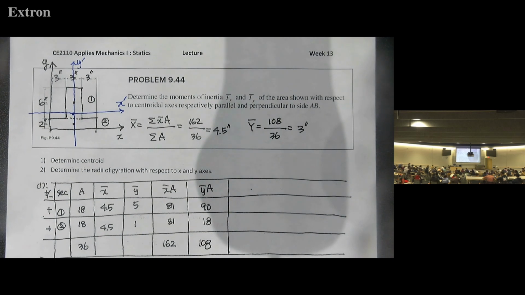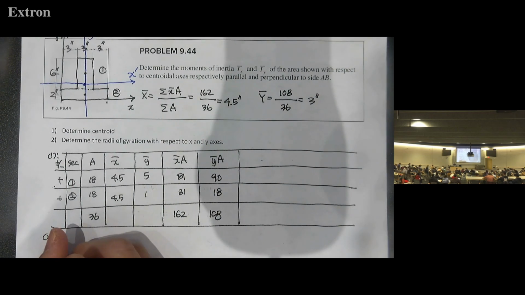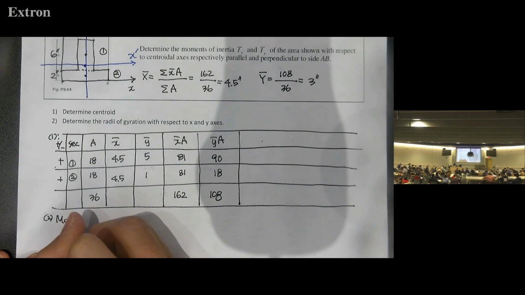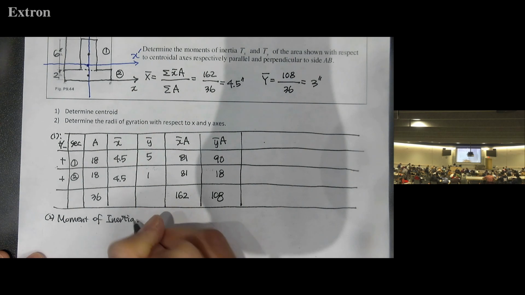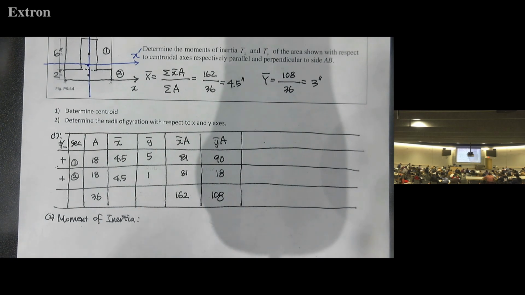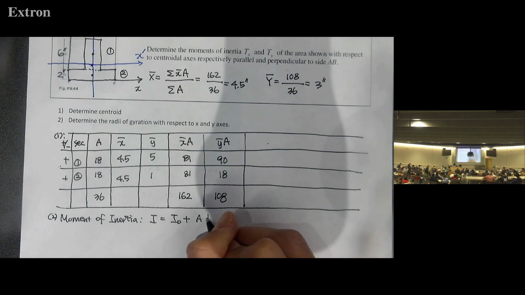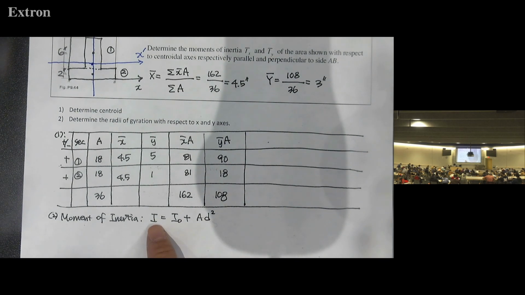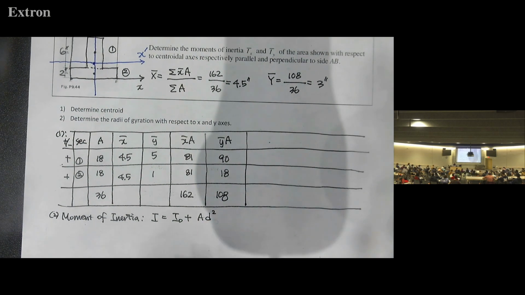Okay, and now we need to find the moment of inertia, right? So this is a composite shape. It's not direct integration. We'll use the parallel axis theorem. So the parallel axis theorem means I equals I0 plus A D squared. And if this is about the x-axis, then this is I sub x, and this is I0 sub x, and the area is the same. And then this is D sub x. Okay, and then we'll find it.